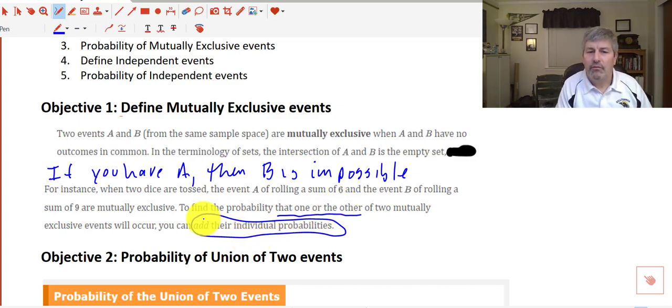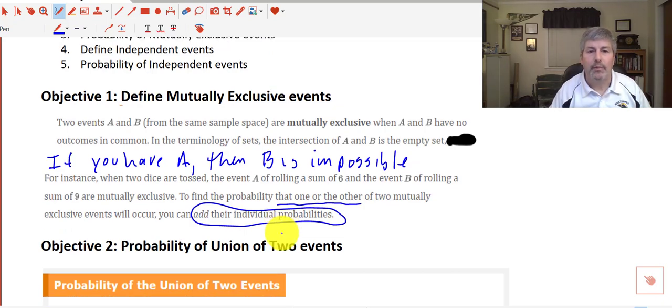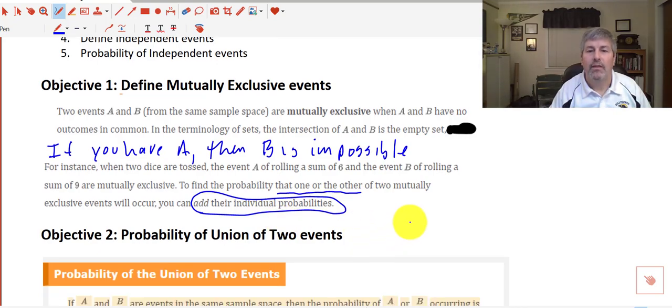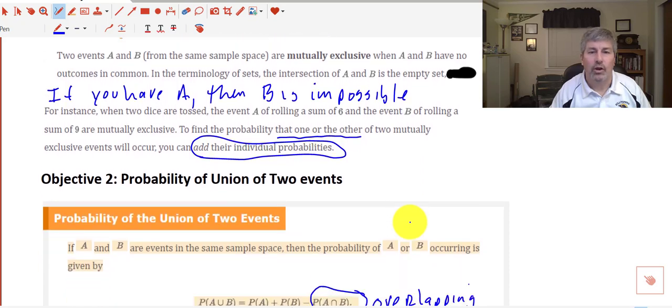This next thing I think is important. To find the probability that one or the other of two mutually exclusive events will occur, you can add their individual probabilities. That would be the probability of A plus the probability of B gives you the probability that one or the other will occur.